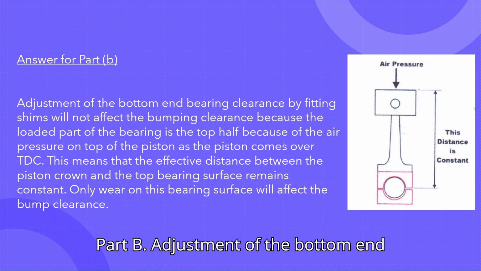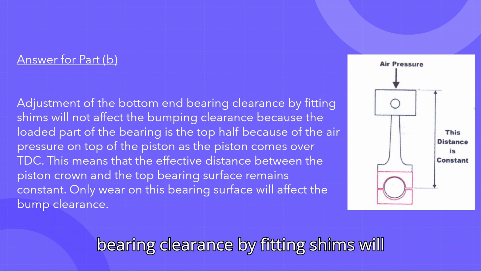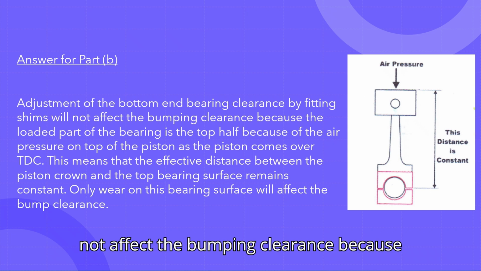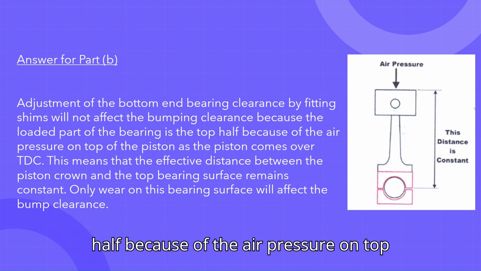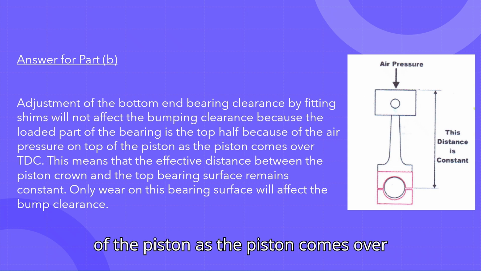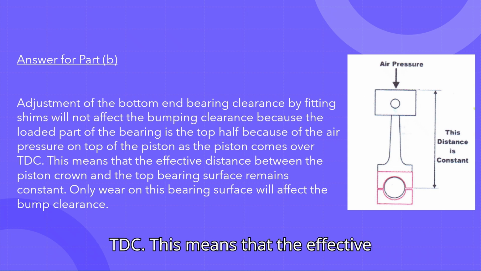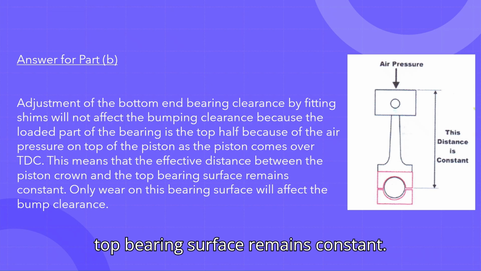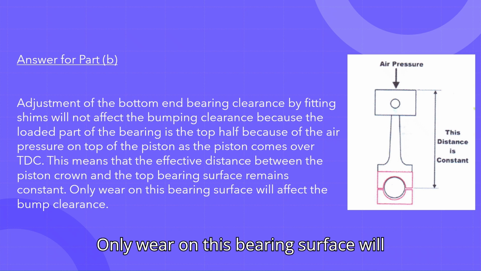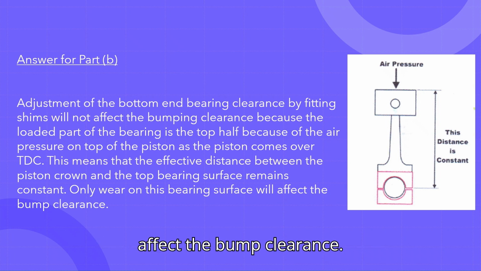Part B. Adjustment of the bottom end bearing clearance by fitting shims will not affect the bumping clearance because the loaded part of the bearing is the top half because of the air pressure on top of the piston as the piston comes over TDC. This means that the effective distance between the piston crown and the top bearing surface remains constant. Only wear on this bearing surface will affect the bump clearance.